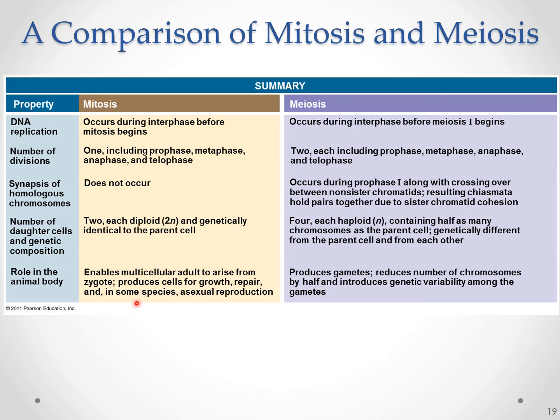This is a good table showing the summary in terms of each of these processes. I'm not going to read all of this. This could be something that you might want to rewrite, maybe in your own words to help you study. But the properties that are considered comparing the mitosis and meiosis is DNA replication when it occurs, the number of divisions, whether synapsis of homologous chromosomes occur or not, and then a number of daughter cells, which are the result after the division, and their genetic composition, meaning are they identical or are they genetically distinct from one another? And then, of course, the role or the function of each of these processes in animal cells.